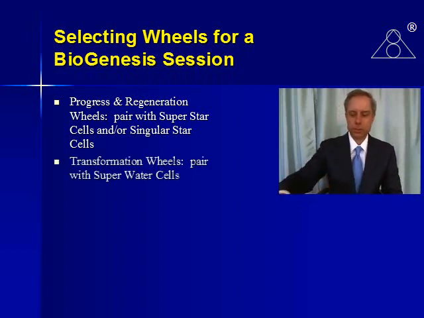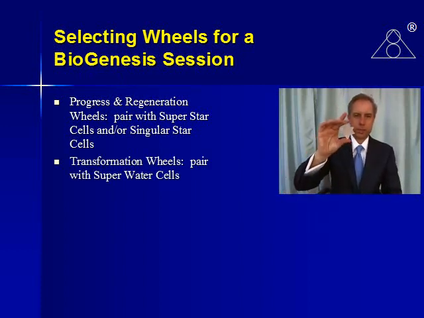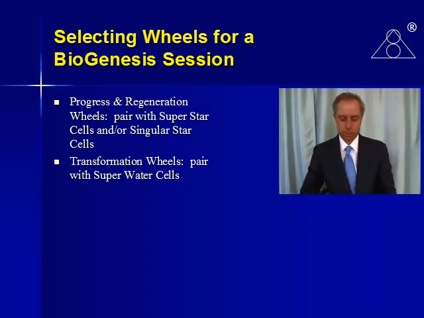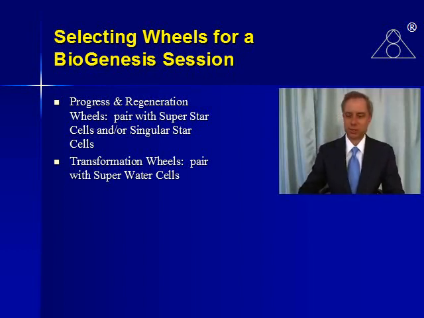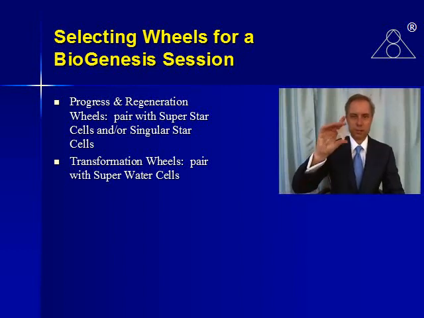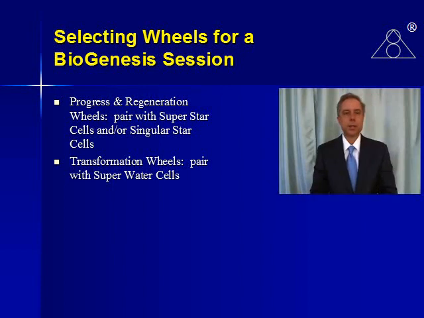Transformation wheels can be coupled with the super water cell. It can also be coupled with the smaller water cells. Those are the sequence star cells used for your elixir. But a lot of times, those are just used for elixirs. So if you have super water cells, go ahead and use those for the transformation wheels.